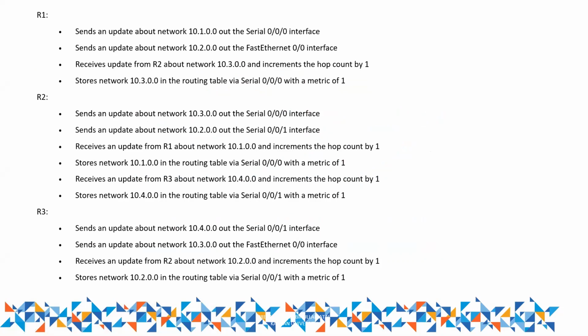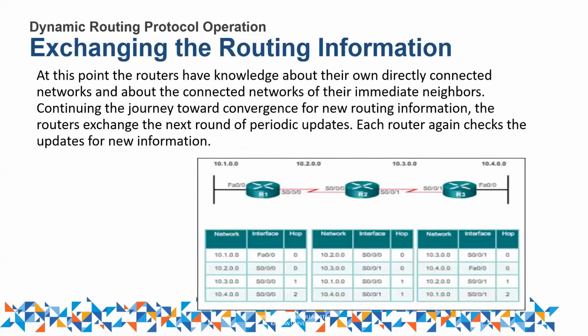Okay, so here is the process. How R1, R2, R3 exchange this information. So, exchanging the routing information. Now the complete routing table will be exchanged with each other.